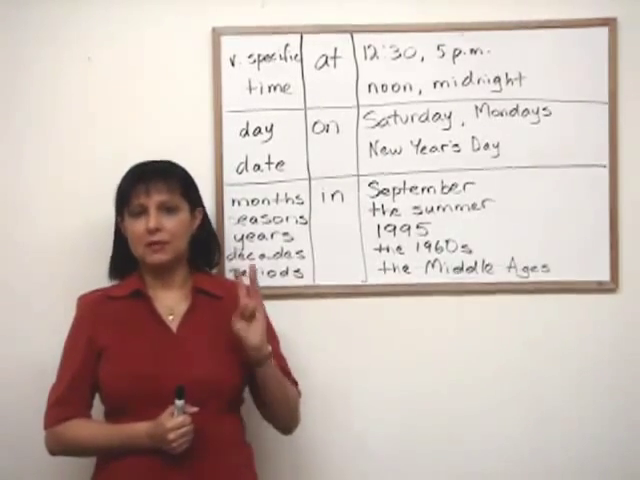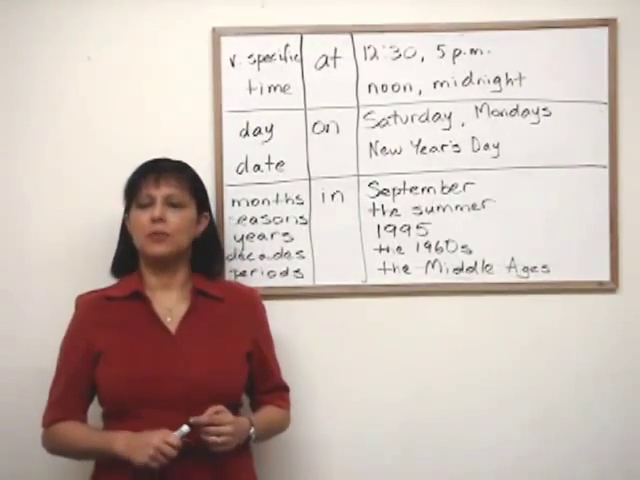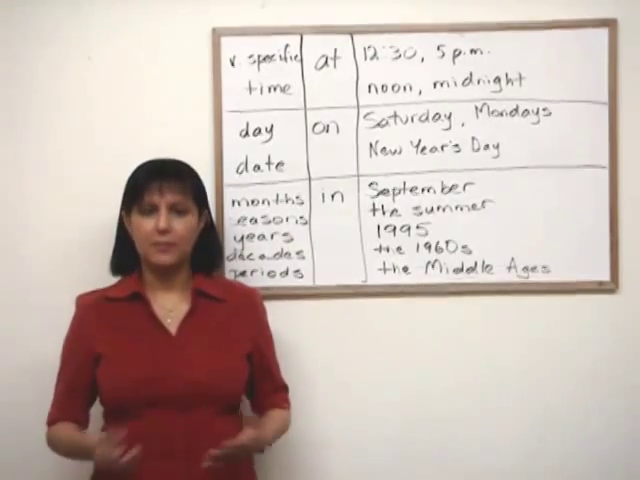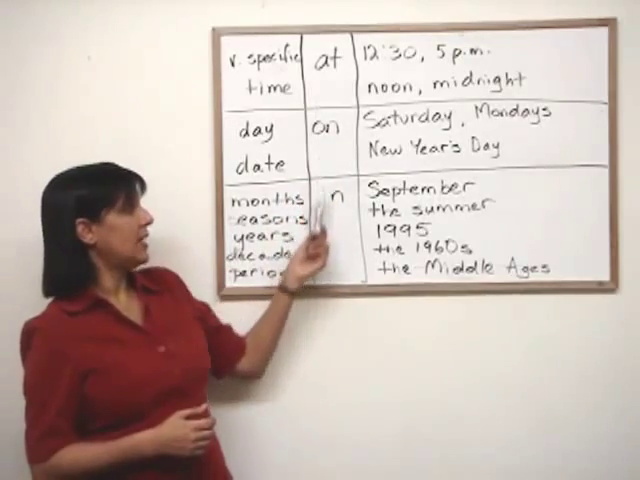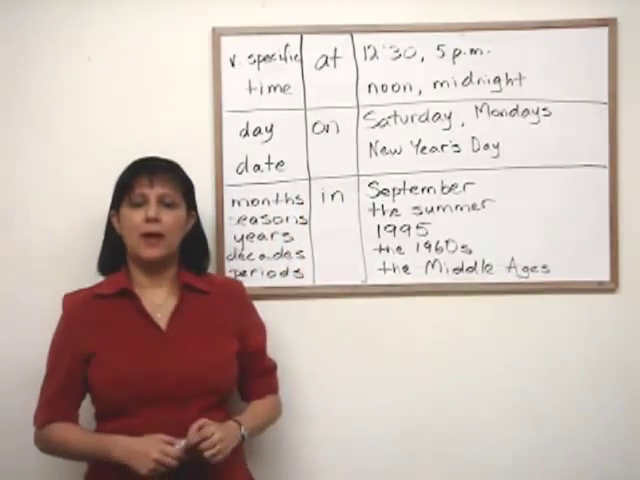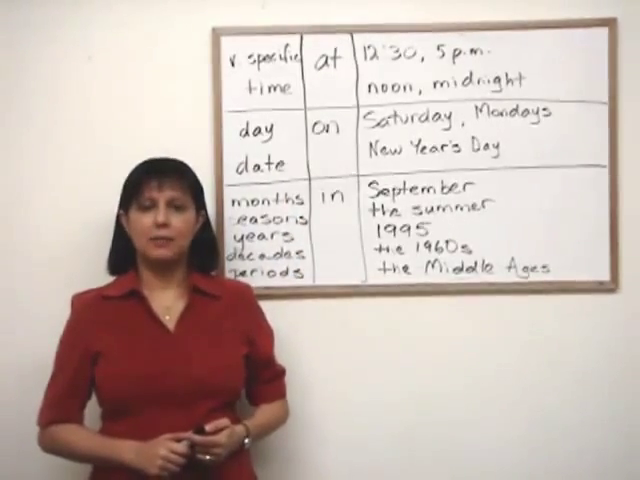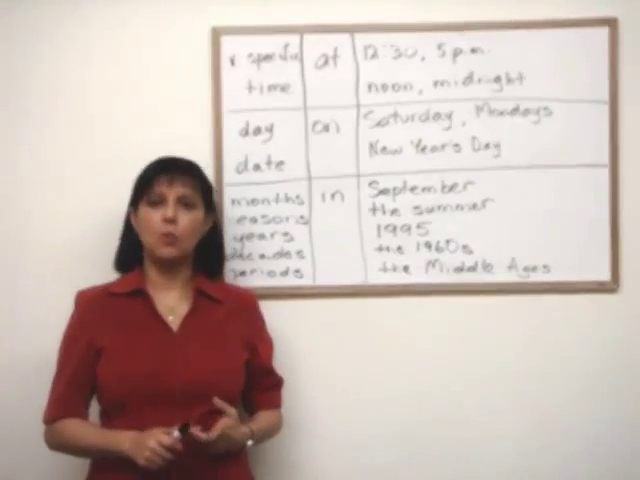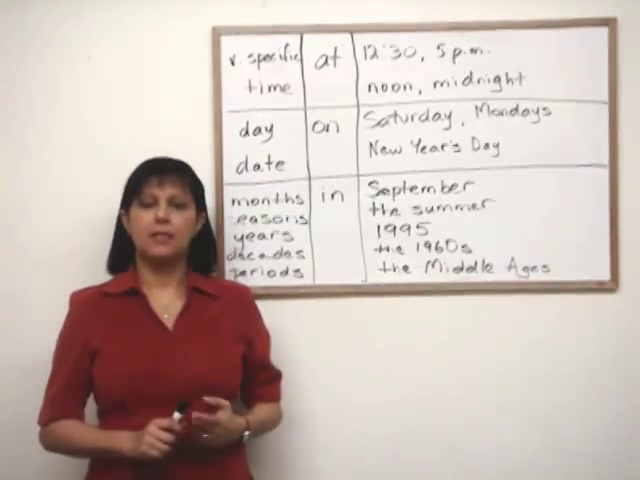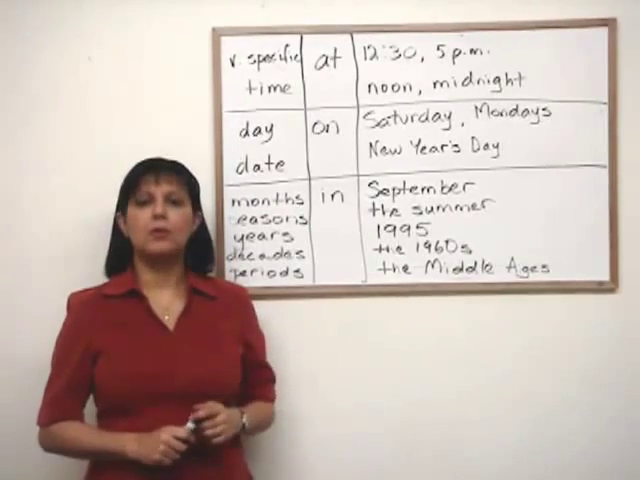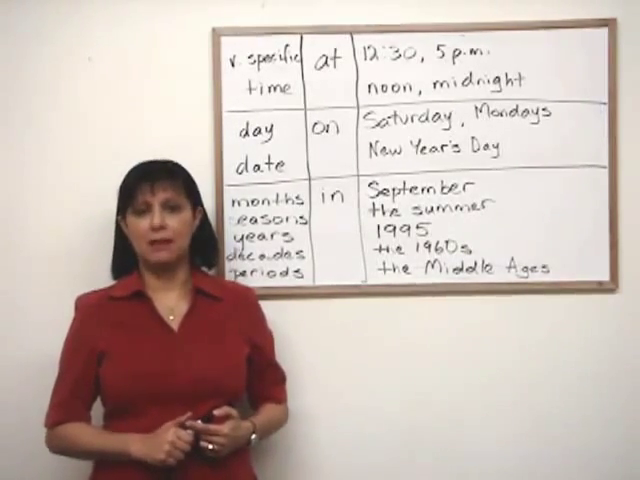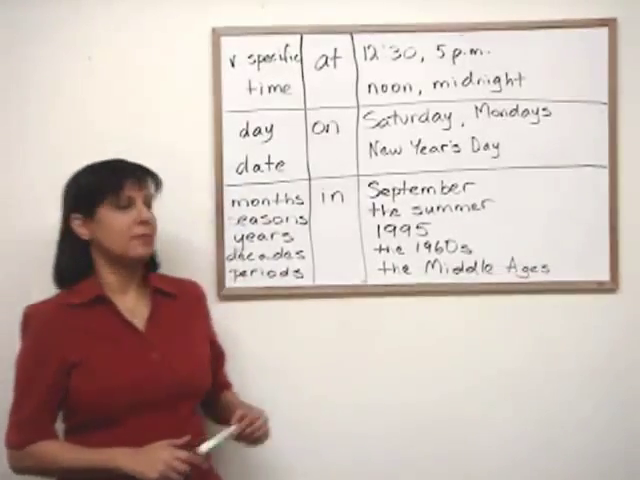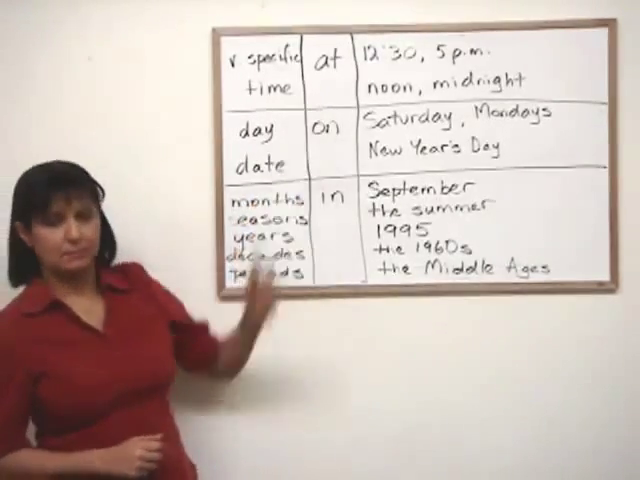Today I'm going to be speaking about three little words, three prepositions that occur quite often in the English language, and these are at, on, and in. Now, at, on, and in can be used to refer to time or place. In this video, we're going to be speaking about how these words are used in relation to time. Okay? So, let's start with the first one, at.